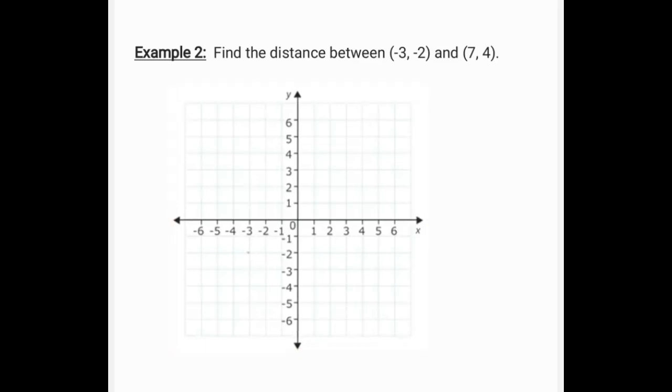And then we have positive 7, 4. So 7, 4 would be a point that is over here. And so I'm going to go ahead and draw a line between those 2 points. Okay, so now from here, let's go ahead and create our right angle triangle.